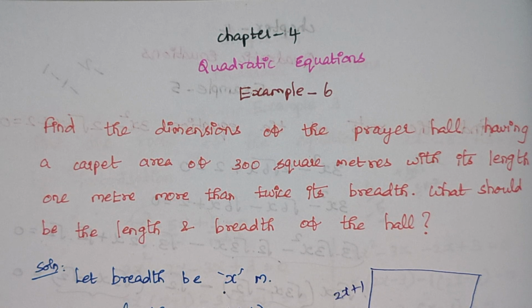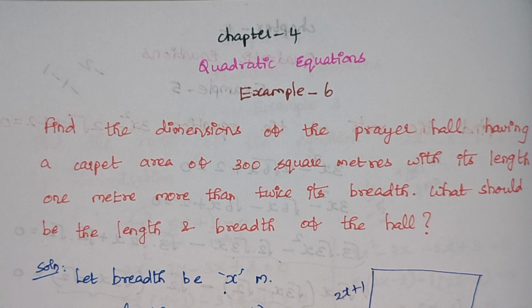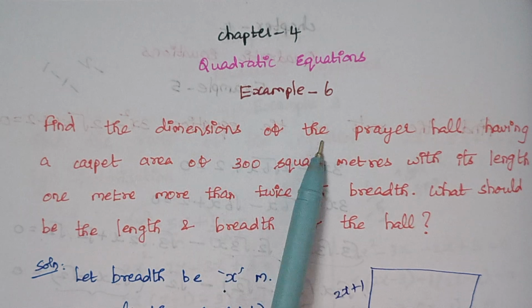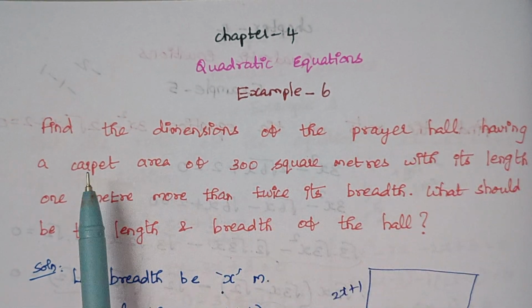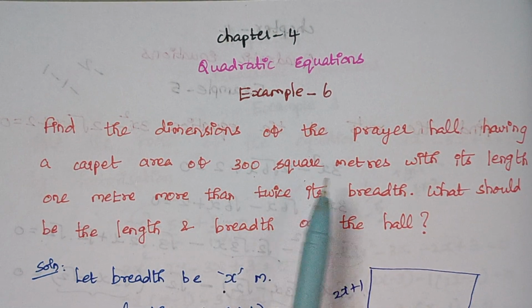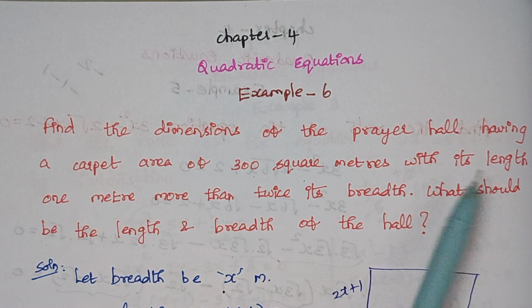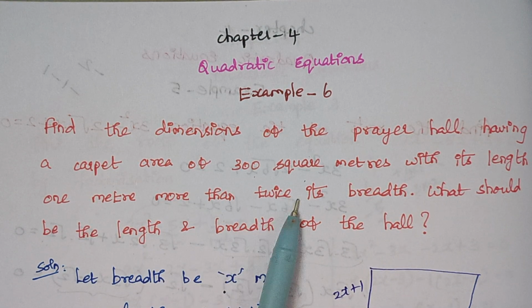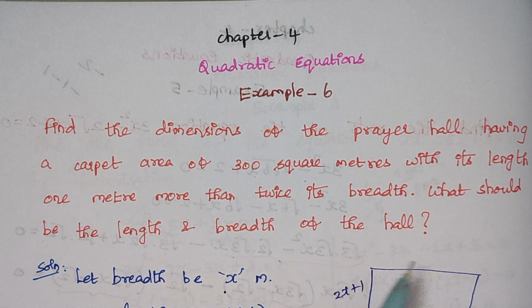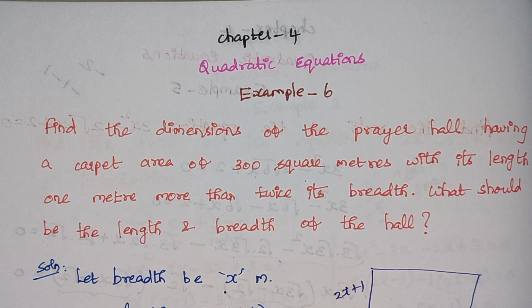Today we are going to solve example 6 in chapter 4, quadratic equations. The problem is: find the dimensions of the prayer hall having a carpet area of 300 square meters with its length 1 meter more than twice its breadth. So what should be the length and breadth of the hall?